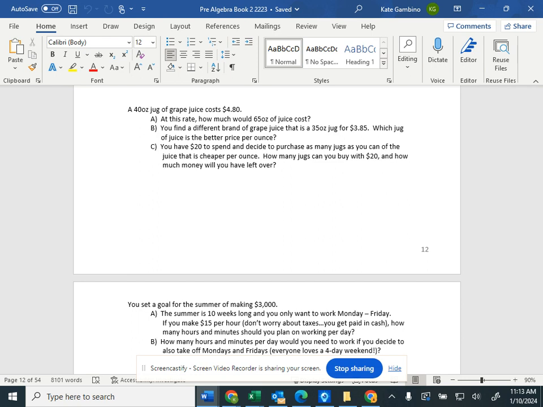So what do we need to do? $4.80 is 40 ounces, so 4.80 divided by 40. You are correct, Grayson. We want to go down to how much is 1 ounce. So it's 11 cents. Oh, I got 12 cents. Yep, I was looking at the wrong spot on my paper. And then times 65 would be 7.8.